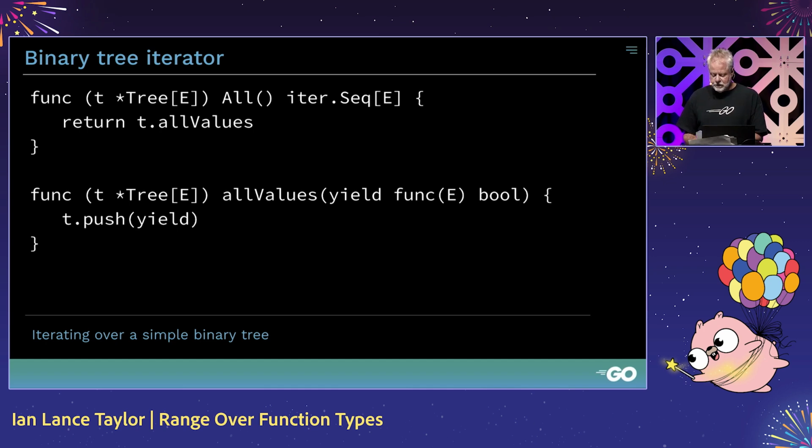In this case, it's simpler for the push function, which we'll see on the next slide, to return a Boolean. This does force us to separate the all values method and the push method. The all values method just calls the push method and ignores the Boolean result.